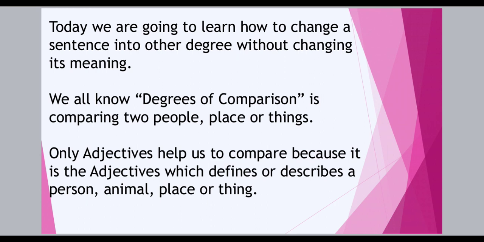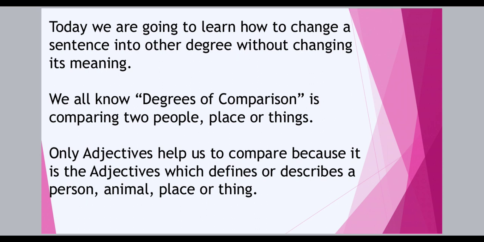Children, we have all learnt in the previous classes the 3 degrees of comparison. There are 3 degrees of comparison, namely the positive degree, the comparative degree, and the superlative degree. Like you might have learnt about fast, faster, fastest, right? Swift, swifter, swiftest, beautiful, more beautiful, most beautiful. In the same manner we are going to learn how to change a sentence without changing its meaning.